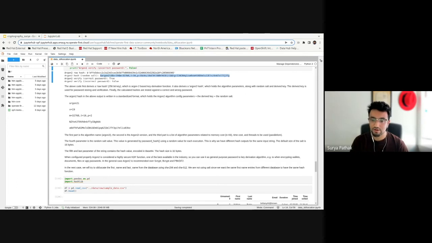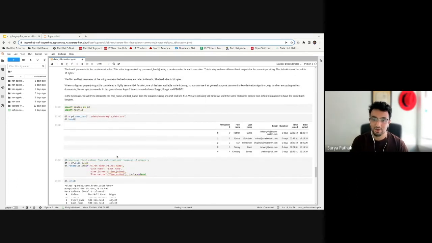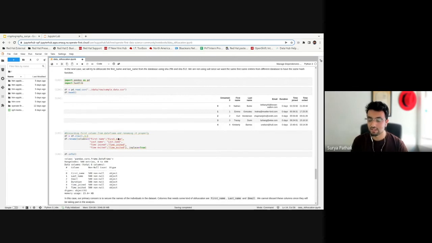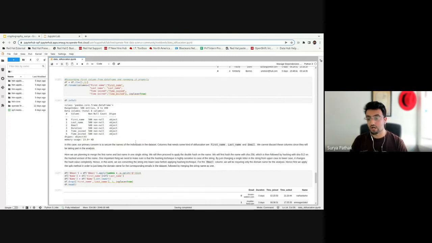Now, coming back to our Meetup attendees data, we have a sample of Meetup attendee data over here. We have first name, last name, emails, the time joined and time exited information. So data analysis can be done, but if we want to really make it obfuscated, we can just delete all these things and carry out the analysis, but that does not mean anything. So we need to have the individual name information as well. How to do that? We can do that by obfuscating these names using the SHA-256 algorithm or SHA-512 algorithm.